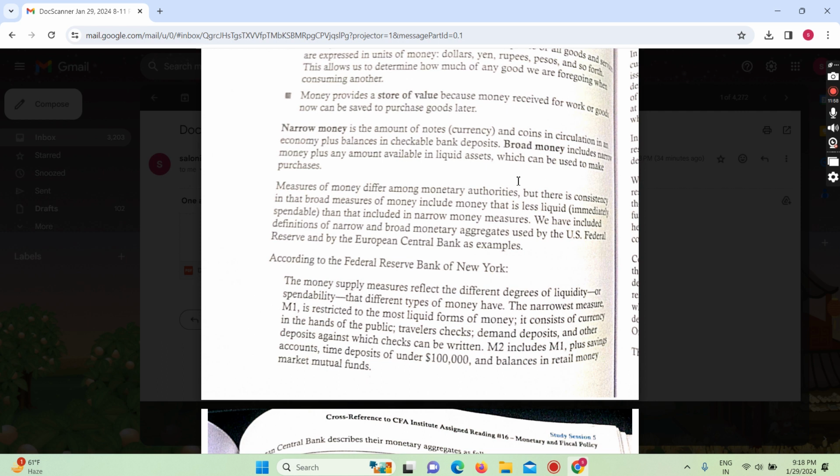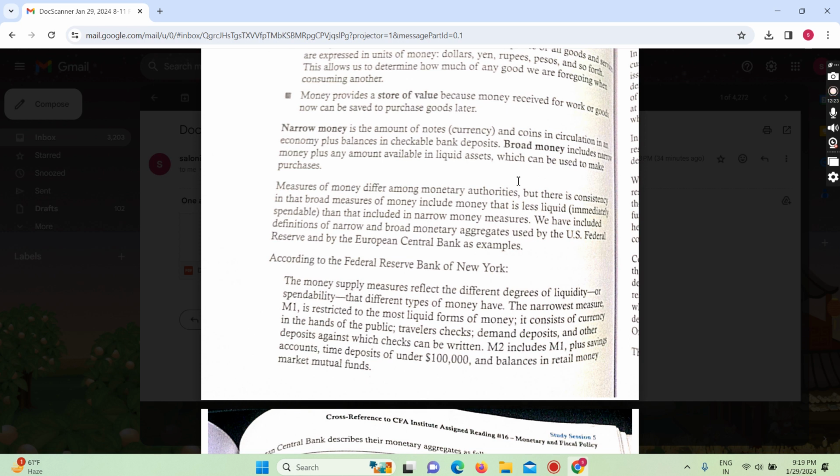According to the Federal Reserve Bank of New York, the money supply measures reflect the different degrees of liquidity and spendability that different types of money have. The narrowest measure, M1, is restricted to the most liquid forms of money. It consists of currency in the hands of the public, traveler's checks, and demand deposits.